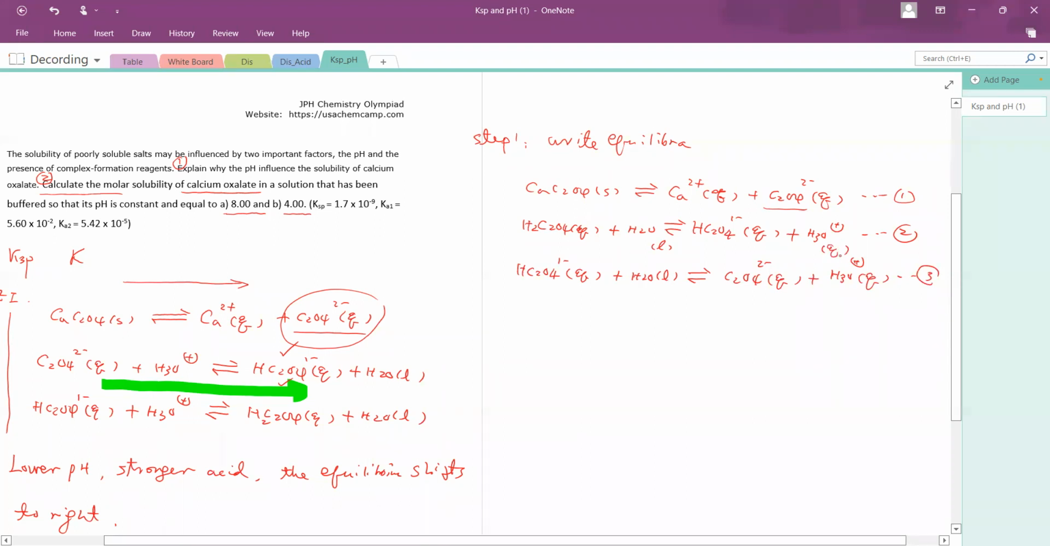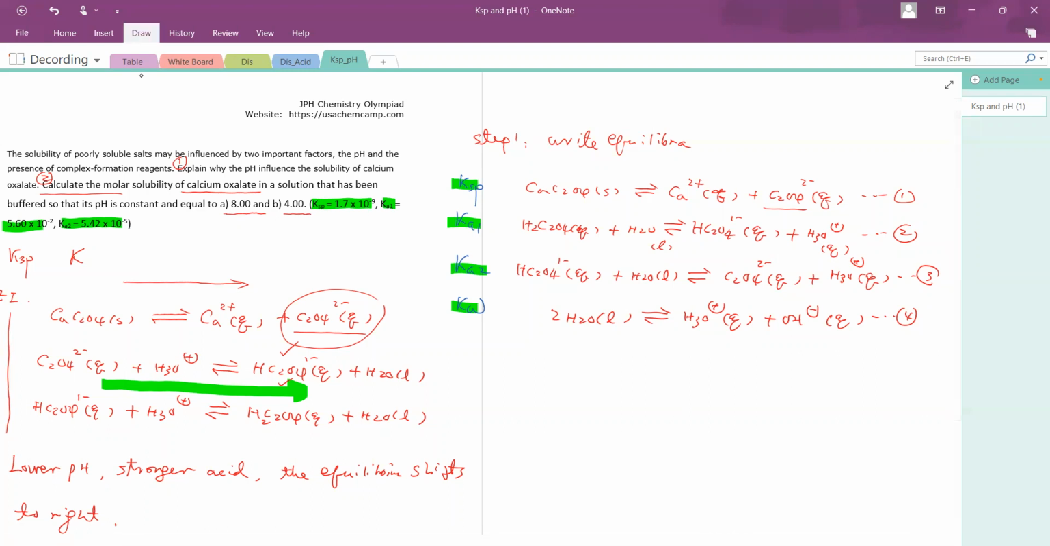Now, always remember, this is in the aqueous solution. Water is a solvent. Equation 4. And from these equations, as we know, the first one is related to KSP, the second one is Ka1, the third one, Ka2, and the last one is Kw. KSP, Ka1, Ka2, Kw are all constants given to us. So we will use these constants in a minute. Okay, that's the first step.